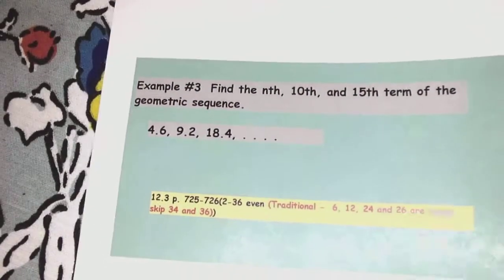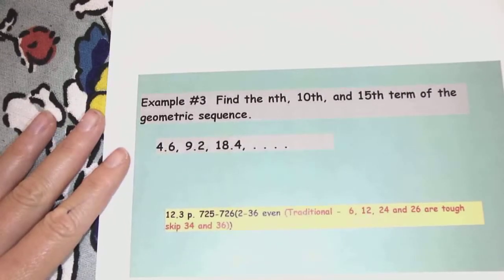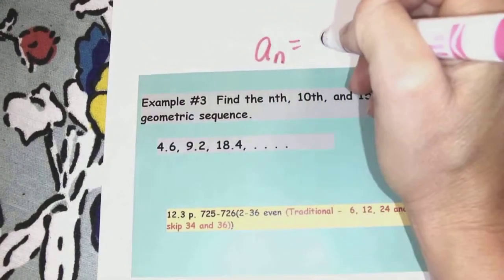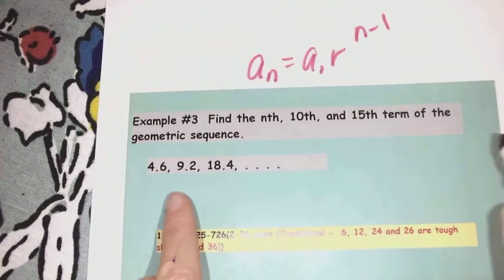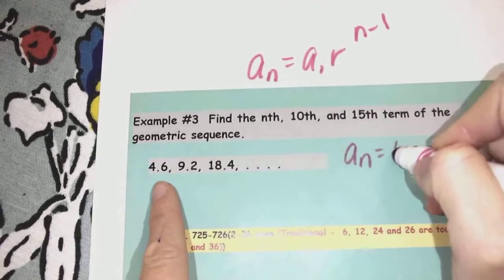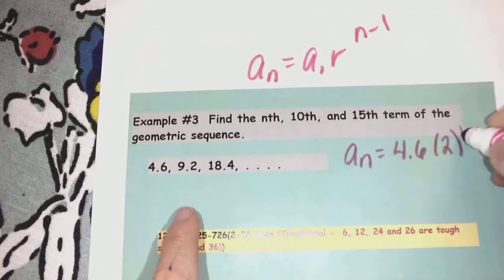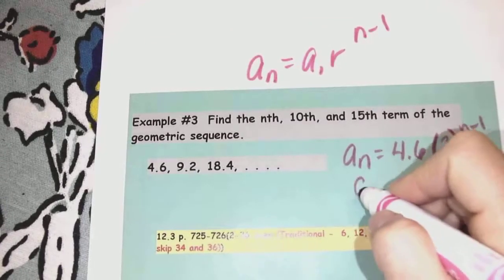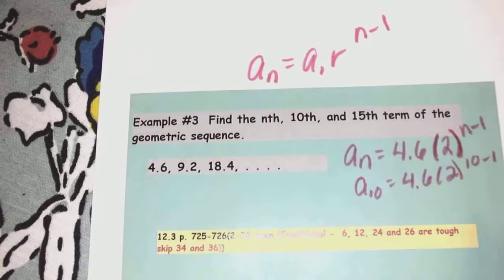And our last example for this video, example 3, find the nth term, 10th, and 15th term of the geometric sequence. So if I look here, first thing I like to do is always refresh my memory with the formula. If I look at this one, if I need the nth term, my first term is a 4.6. It looks like my r value is a 2 and n minus 1 power. Please get in the habit of using parentheses around your r value because if it's negative, your calculator will need them.